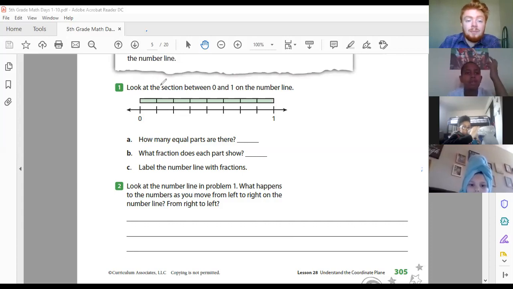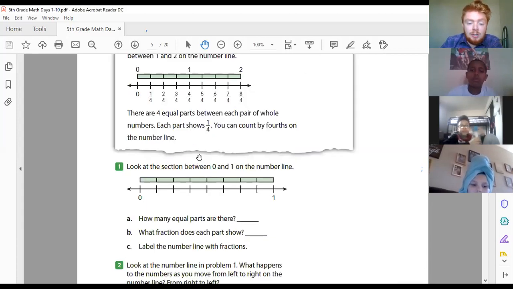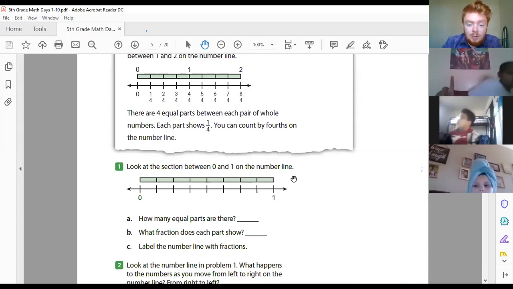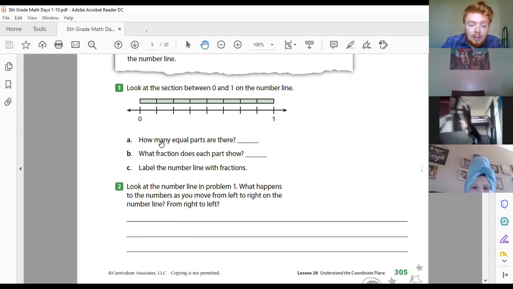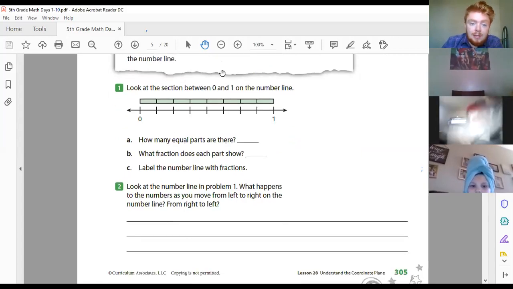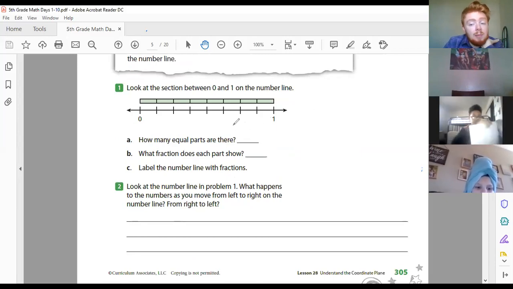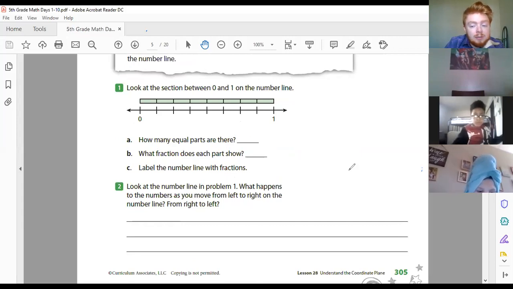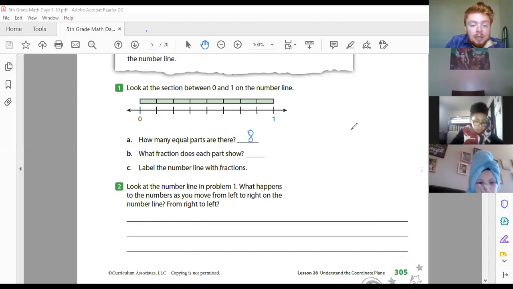All right. So, question 1. Look at the section between 0 and 1 on the number line. How many equal parts are there? Can anyone type the answer in the chat box for a participation point? 8. Stella, good. And Alexis, good. That's perfect. Yes, it's 8. You literally just count 1, 2, 3, 4, 5, 6, 7, 8. Perfect. So the answer would be 8.